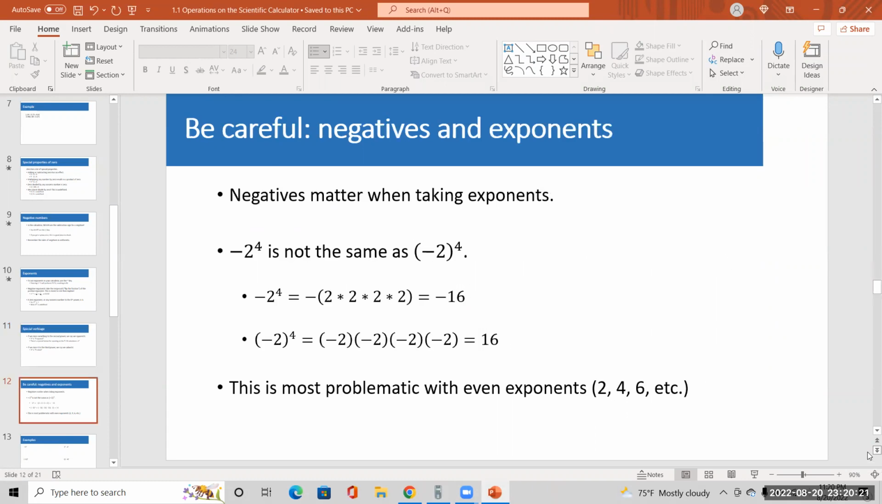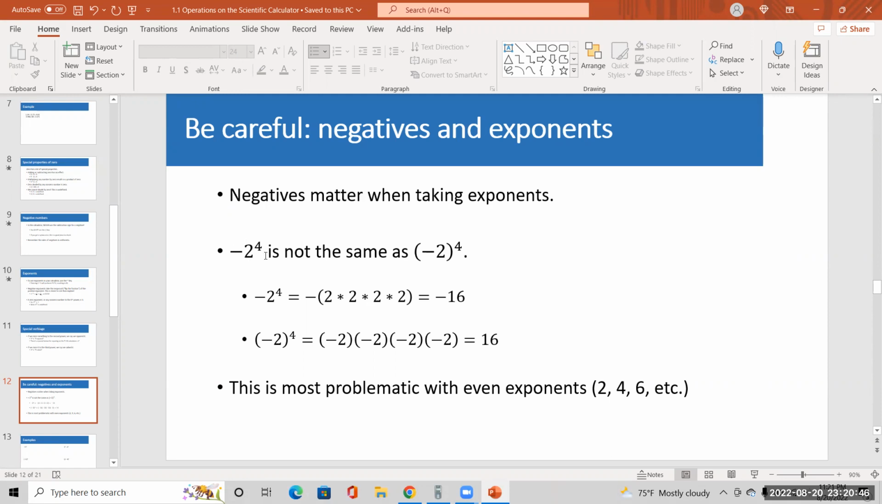Now, be very careful with negatives and exponents. And I don't just mean negative exponents. Okay, we already kind of talked about that. But negative numbers with exponents can get really tricky. Be very careful to use parentheses when necessary. -2 with the negative outside here to the 4th is not the same as parentheses around that -2 to the 4th.